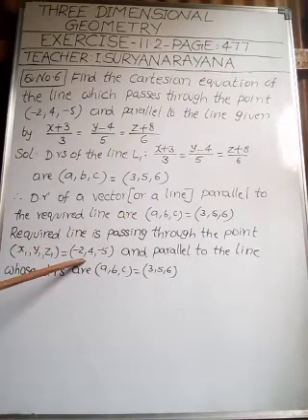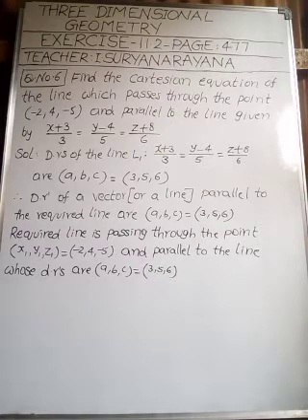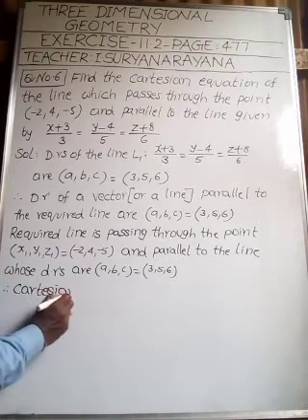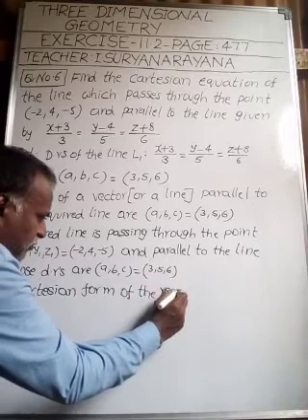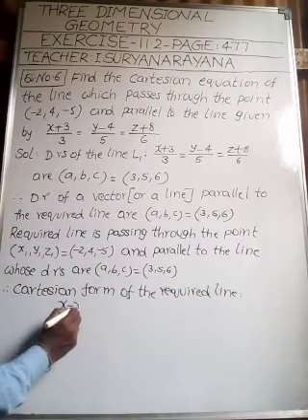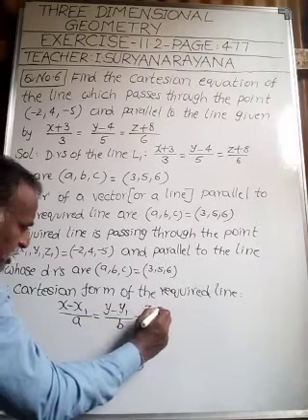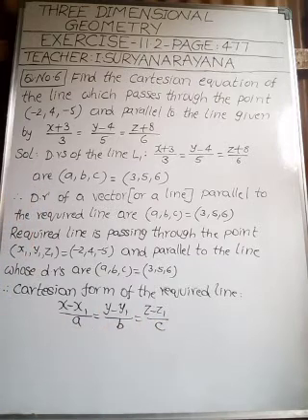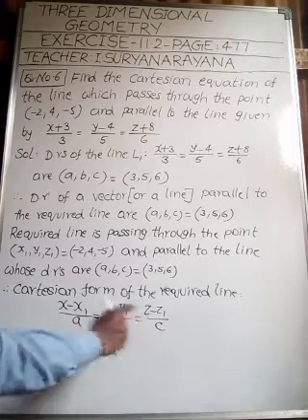So we got the point x1, y1, z1 and the direction ratios of the required line. Therefore, the Cartesian form of the required line is (x minus x1)/a = (y minus y1)/b = (z minus z1)/c. Okay, my children, this is the Cartesian form of a line passing through the point x1, y1, z1 and whose direction ratios are a, b, c. Remember this formula.